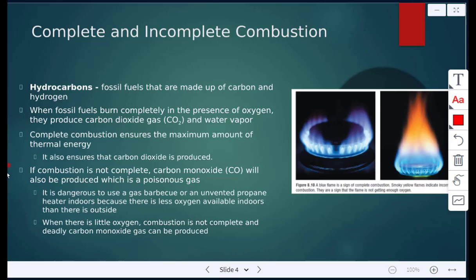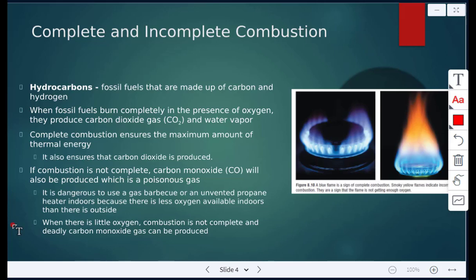If combustion is not complete, then this poisonous gas is formed, carbon monoxide, which is just CO. Carbon monoxide is a poisonous gas. It's dangerous because it's odorless and it is lethal. Just a couple notes here about carbon monoxide. It is dangerous to use a gas barbecue or an unvented propane heater indoors because there's less oxygen available indoors than there is outside.